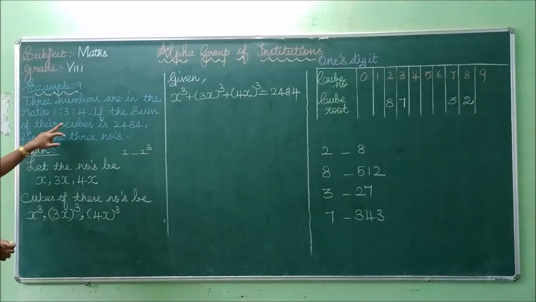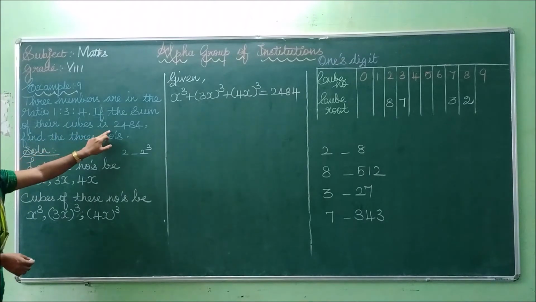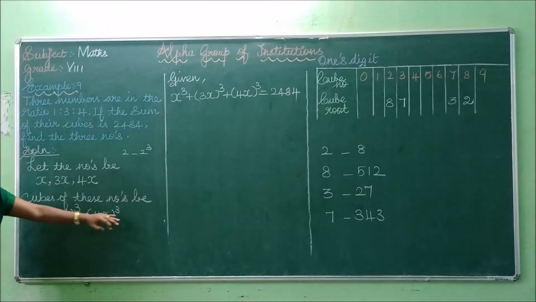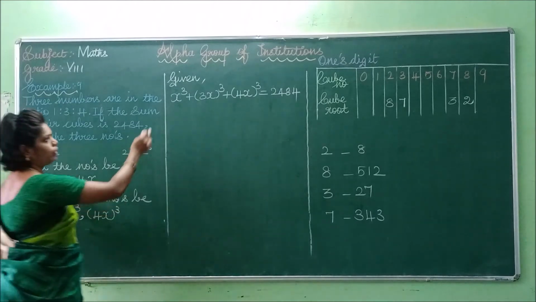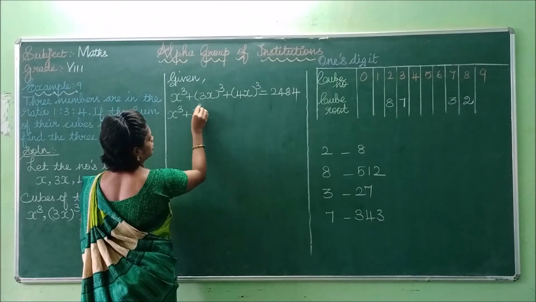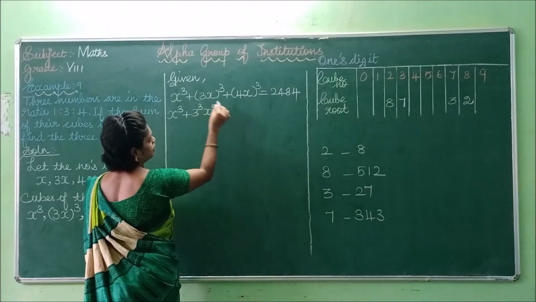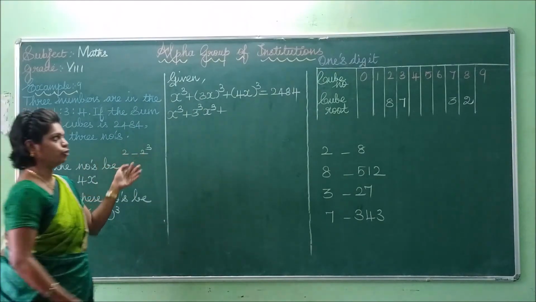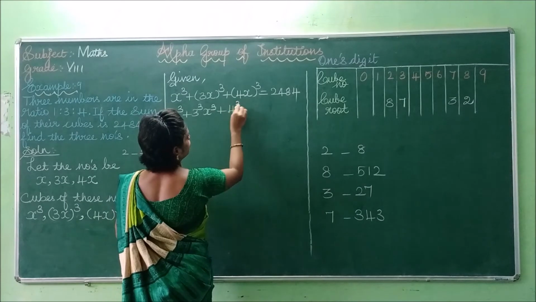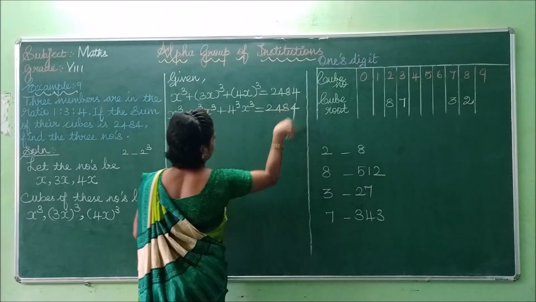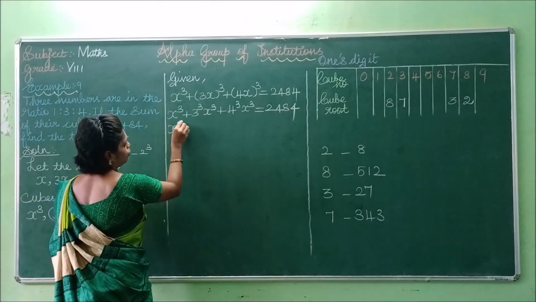Next, from the statement, the sum of their cubes is 2484, that means you have to add those values, and their sum is 2484. So 3x whole cube can be rewritten as 3 cube x cube, because the cube is for both 3 as well as the x. So 3 cube x cube plus 4 cube x cube, which is equal to 2484. Next, write x cube as it is.